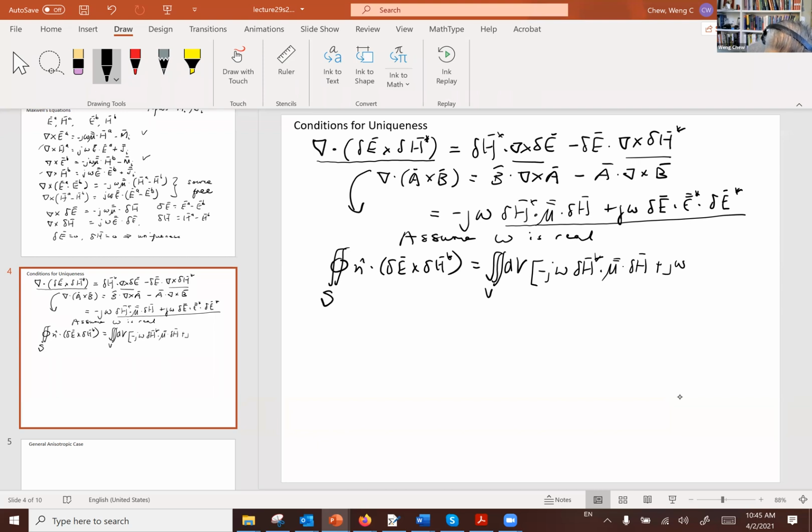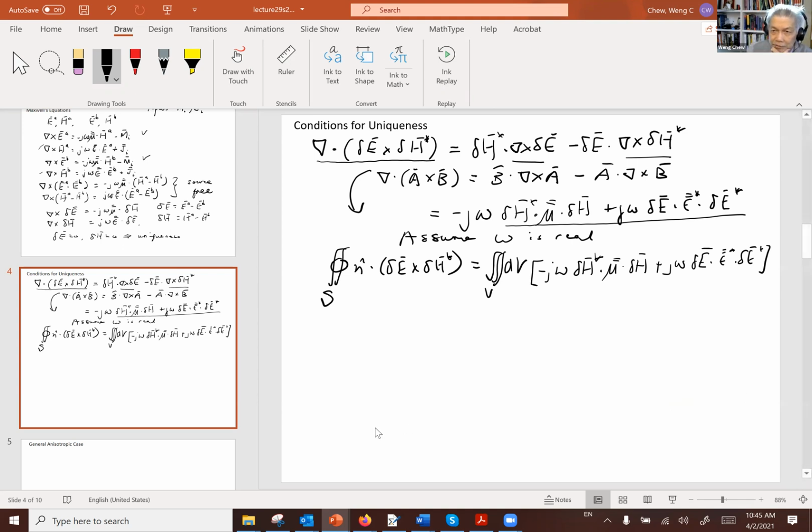plus j omega delta E dot epsilon complex conjugation delta E star. Okay, so I am going to make the left-hand side equal to 0 if possible. If I make the left-hand side equal to 0, maybe I have a chance to prove uniqueness.